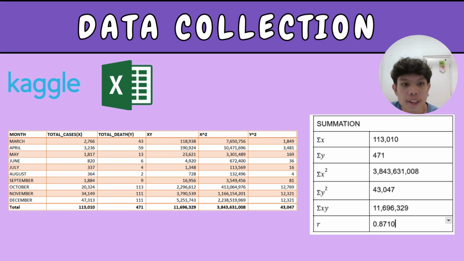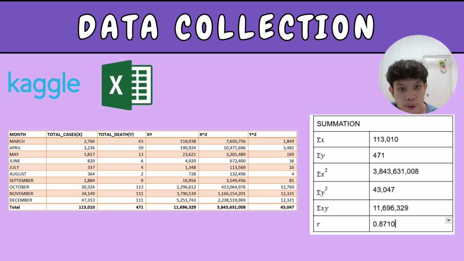So hello, my name is Adam Danish and I'm going to explain about data collection. Our team used the Kaggle website to search for and find the information. As you can see in the table, there is the total case for X and the total death for Y. There is also a calculation for XY, X square and Y square.